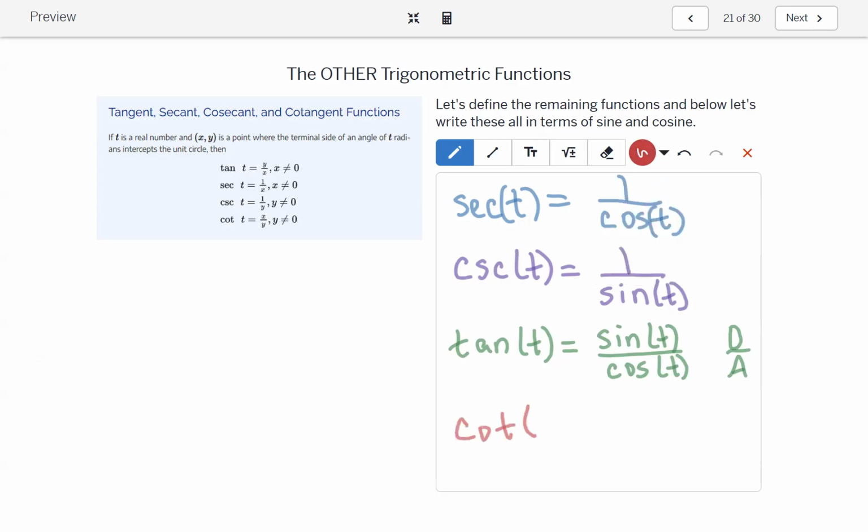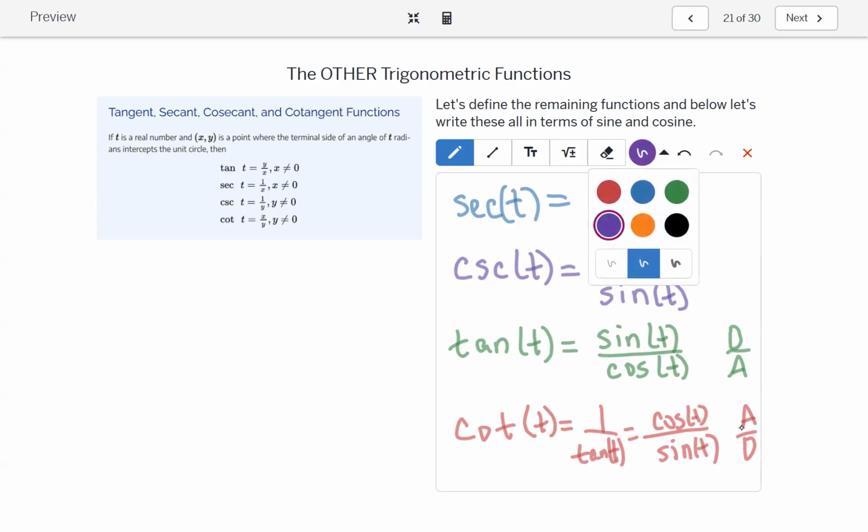And then cotangent is the reciprocal of tangent. So that means it's cosine divided by sine, which means we'd flip over our OA, it'd be AO. My cosecant's the reciprocal of sine. Sine is opposite over hypotenuse, so this one becomes hypotenuse over opposite. And then likewise, secant ends up being hypotenuse over adjacent.